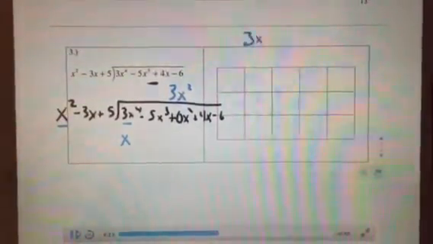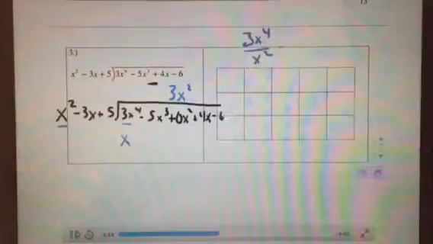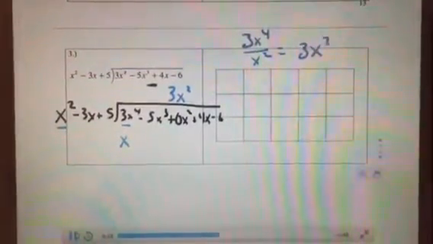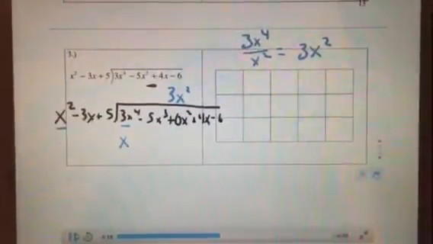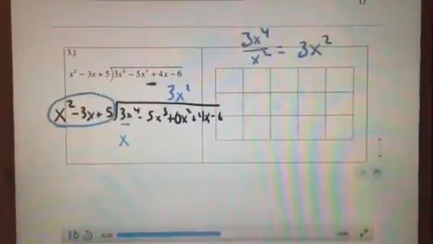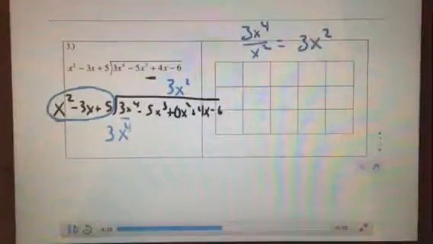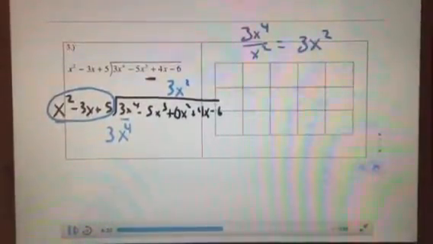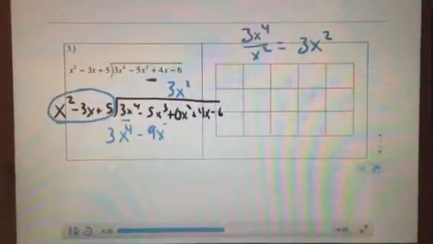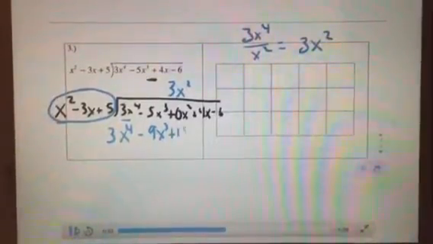Because 3x to the 4th divided by x squared not only leaves me with the x squared, but also with the 3. So it's 3x squared I should put up top and take times this entire divisor. So I'm going to use the distributive property. 3x squared times x squared is 3x to the 4th. 3x squared times negative 3x is negative 9x cubed. 3x squared times 5 is 15x squared.